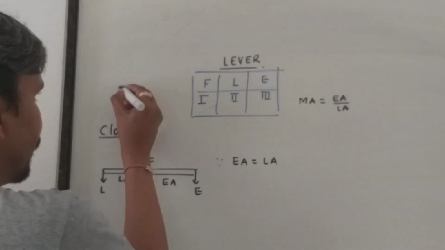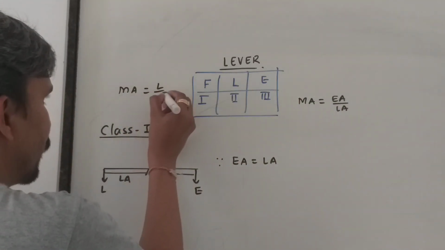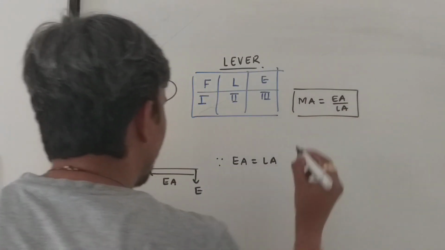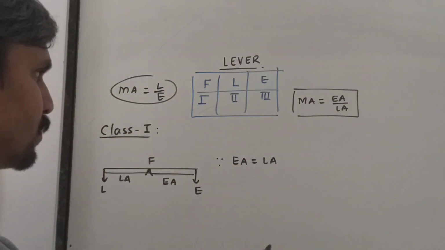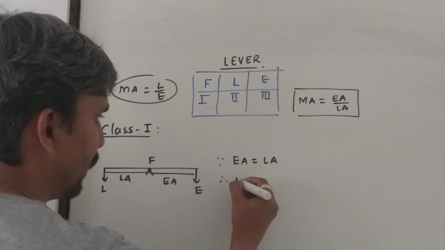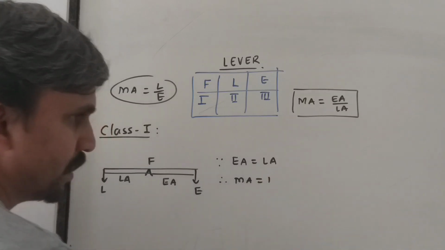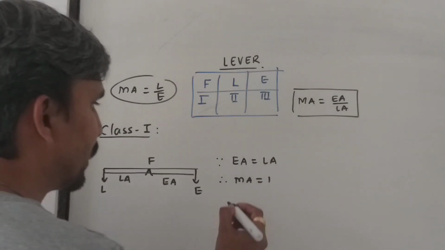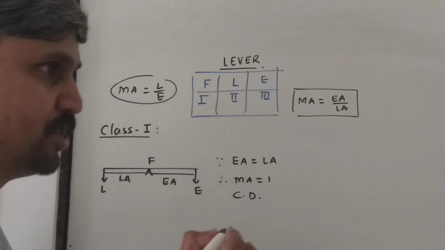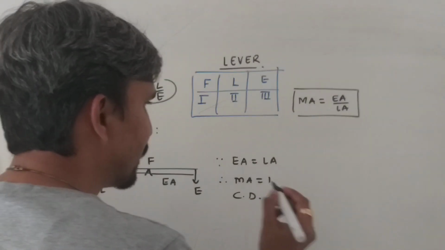Earlier MA was load upon effort, but over here we are using MA equal to effort arm upon load arm, right? So since your effort arm is equal to the load arm, therefore your MA is equal to 1. If MA equals 1, then that kind of machine is called a change in direction. It is called what? Change in direction. Now what are the examples for this?